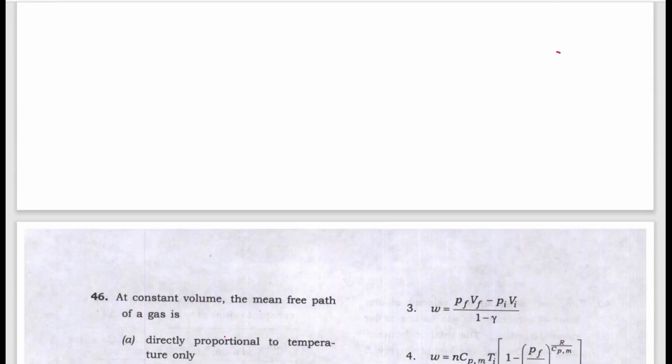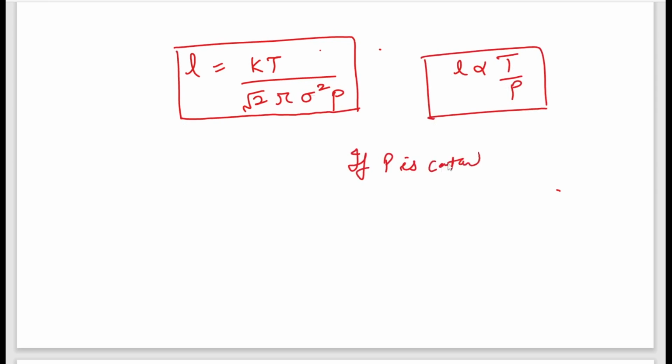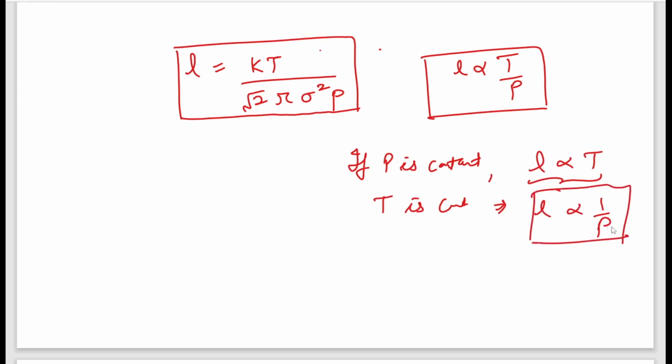Okay, so mean free path is the average distance traveled by a molecule between two successive collisions, and it is denoted by L. The overall expression of the mean free path is kT divided by root 2 pi sigma square P. So ultimately, mean free path is directly proportional to temperature and inversely proportional to pressure. If pressure is constant, in that case mean free path will depend only on temperature. If temperature is constant, mean free path will depend only on pressure and varies inversely proportionally.